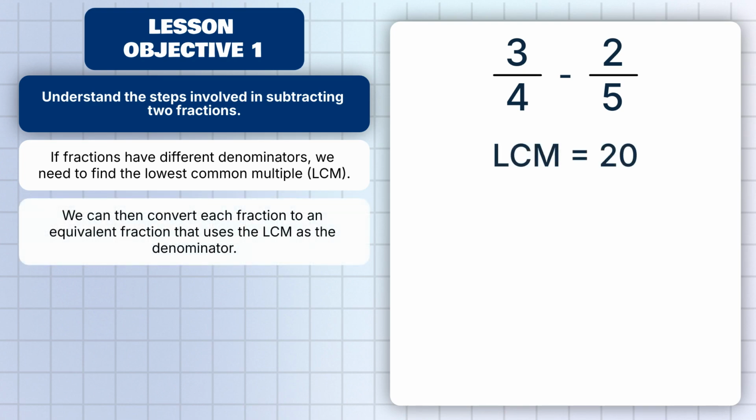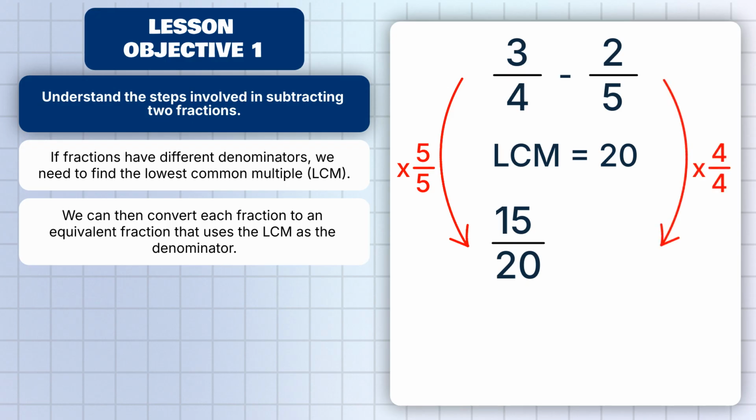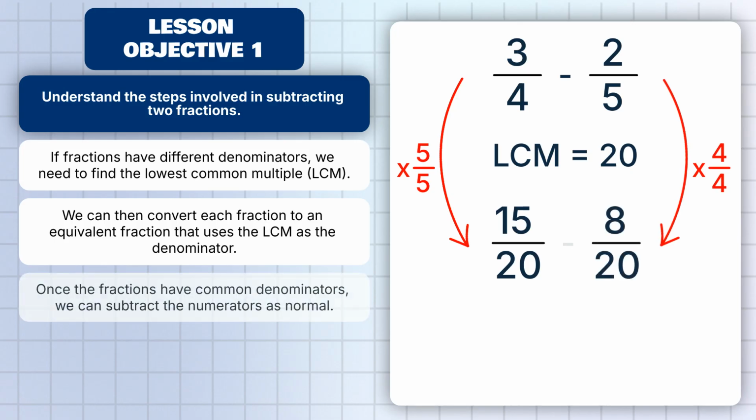To convert 3/4 to have 20 as the denominator, we multiply the numerator and denominator by 5. This gives us 15/20. For 2/5, we need to multiply the numerator and denominator by 4, which gives us 8/20. Now we can subtract the numerators as normal. 15 minus 8 equals 7, and therefore 3/4 minus 2/5 equals 7/20.